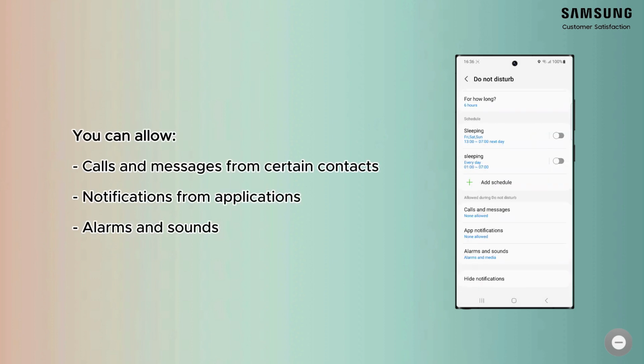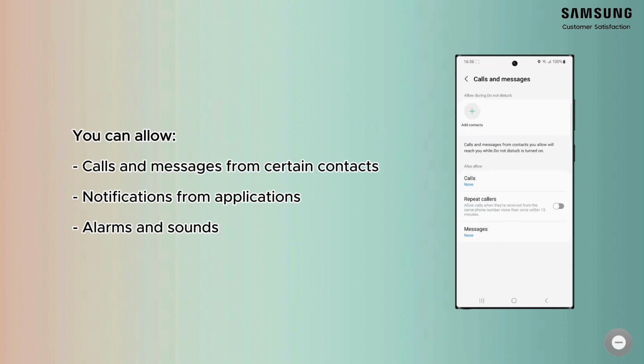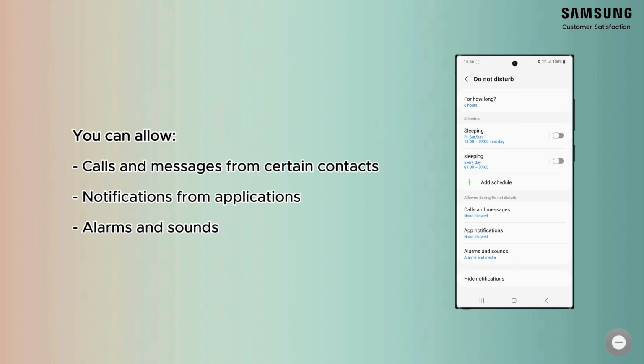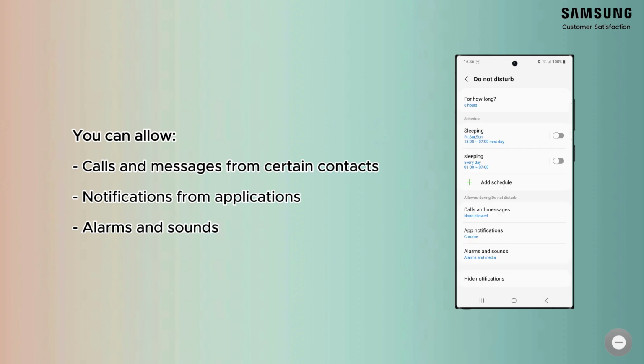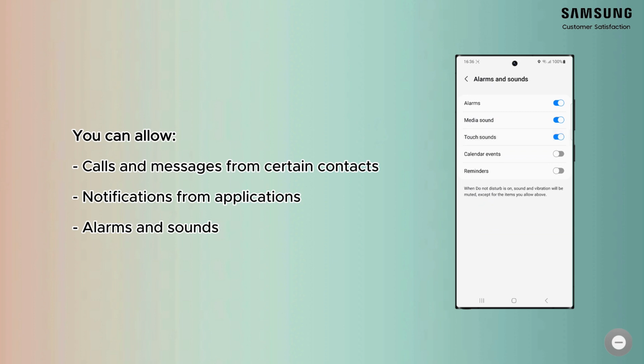Another thing you can do is set exceptions for the Do Not Disturb feature. You can allow calls and messages from specific contacts. You can also allow notifications from certain apps, as well as alarms and sounds from calendar and important reminders.